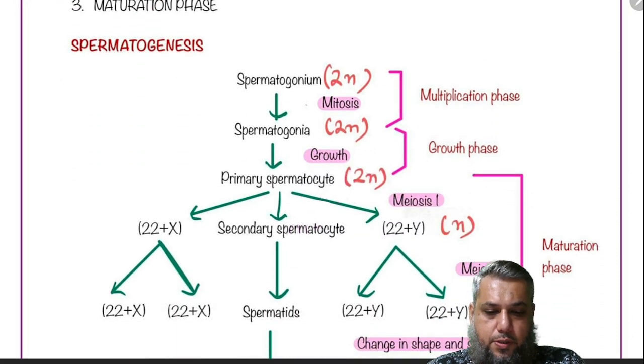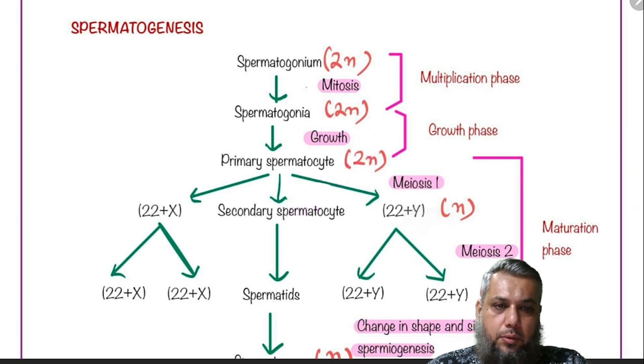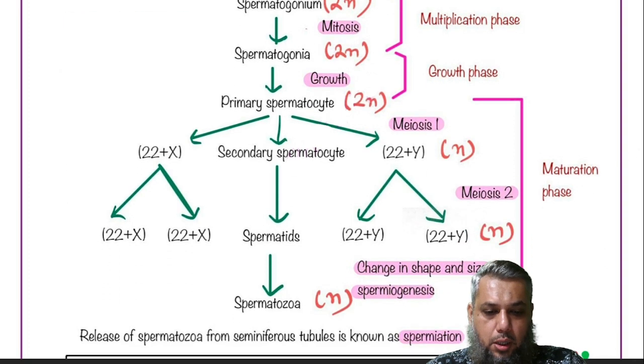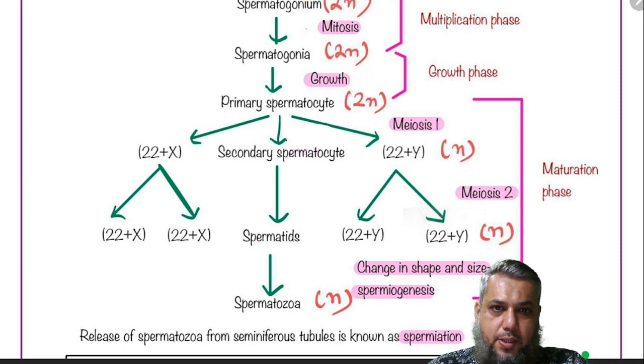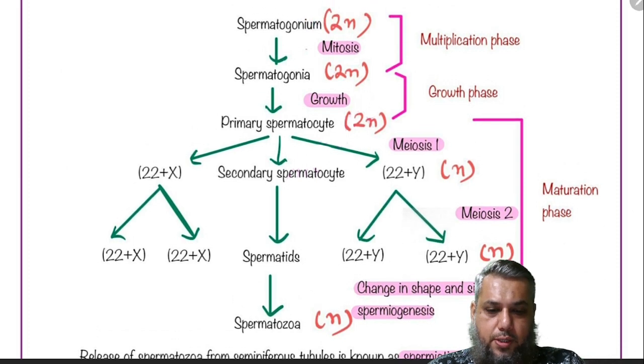तो देखते हैं spermatogenesis में कैसे होता है. Okay, the hormones like androgens, they stimulate the process of spermatogenesis. Initially, there are diploid cells. These diploid cells are called the spermatogonium. They undergo mitosis. They result in the formation of the diploid spermatogonia, which grow to form the primary spermatocytes.